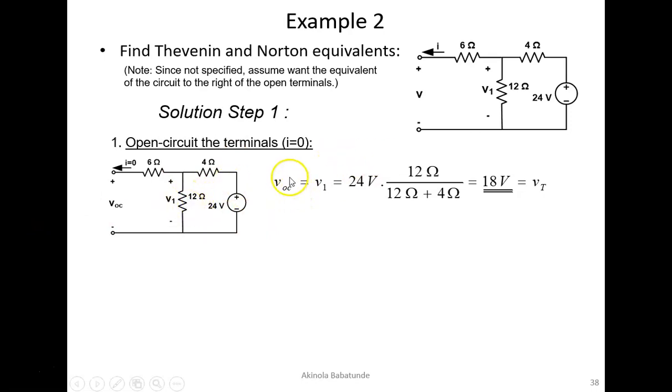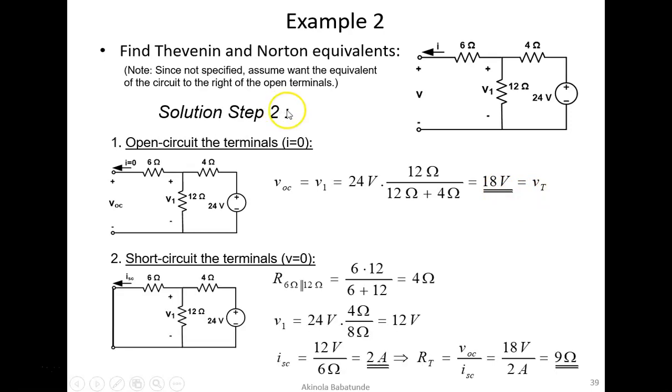To do that, VOC is equal to V1, because they are in parallel. VOC will be equal to V1, which will be equal to the voltage source VS, that's 24 volts, multiplied by R1, which is going to be 12 ohms, divided by the equivalent resistance in the circuit, which will now be 12 plus 4, because these are now in series and this is redundant in the circuit. If we do that, we would obtain our VOC to be equal to 18 volts, and that is Thevenin already.